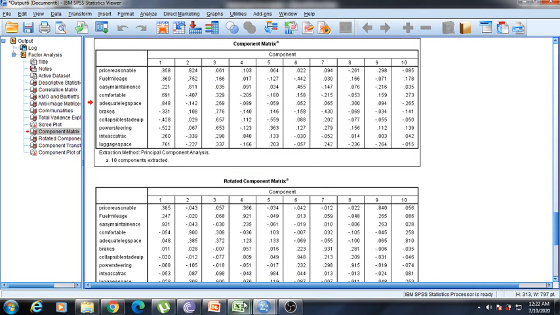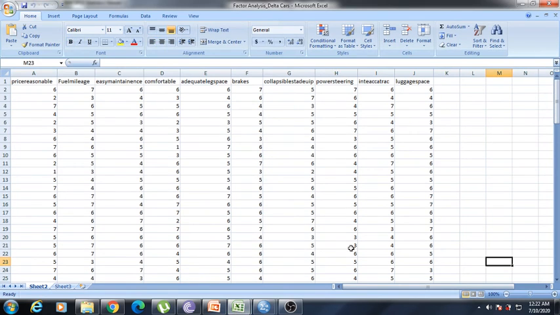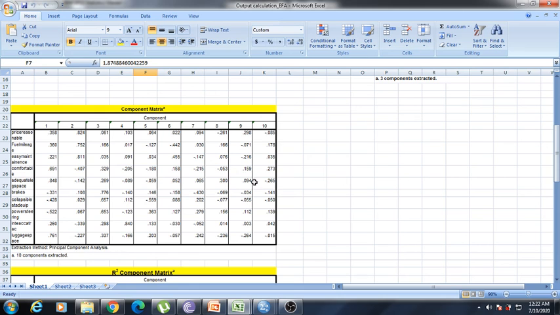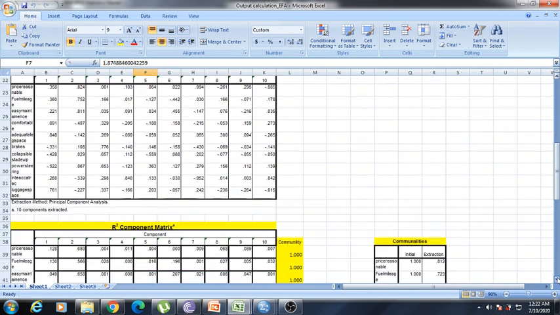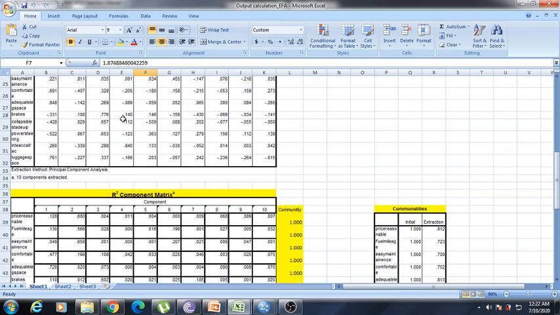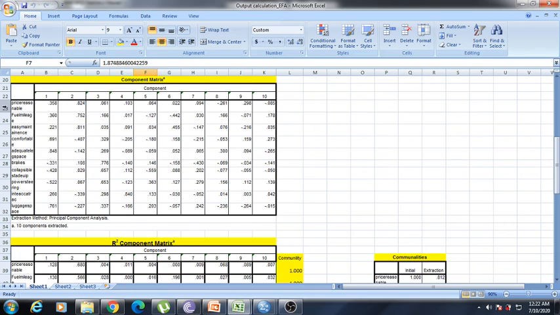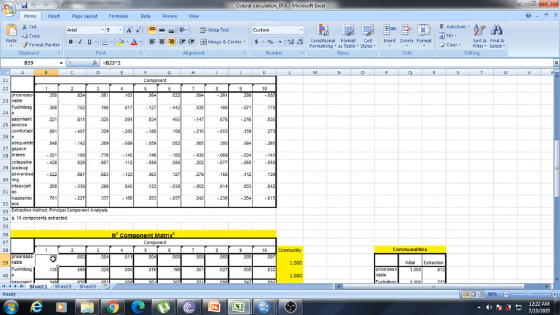Copy. So this is our data, factor analysis. You can see here, this is our data. Then again, we have to square this data. These are the correlation coefficients with all the 10 factors. First variable with factor number 1, factor number 2, factor number 3, 4, 5 and 6. So now we'll do the square of all these values. We'll type equal to, take this value, square it, and then drag this.